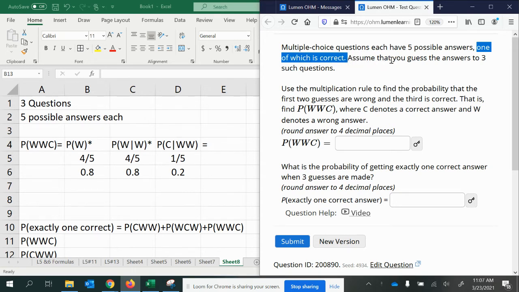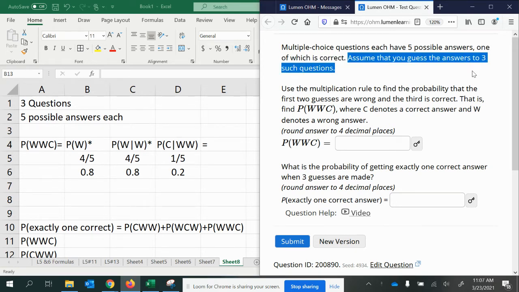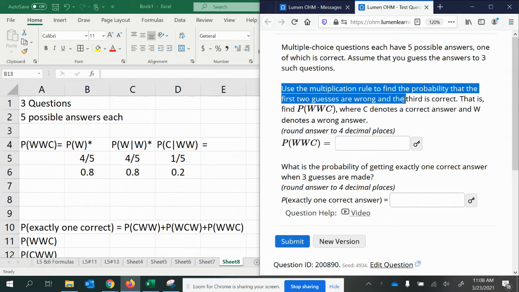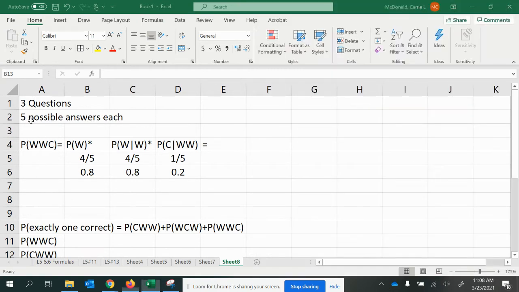And we're going to guess the answers to 3 different questions. So we want to use the multiplication rule to find the probability that the first 2 guesses are wrong and the third is correct. So that is written out as the probability of WWC, where W is representing a wrong answer choice and C is representing a correct answer choice. And so for this, I've mapped out that we have 3 questions, 5 possible answers each.